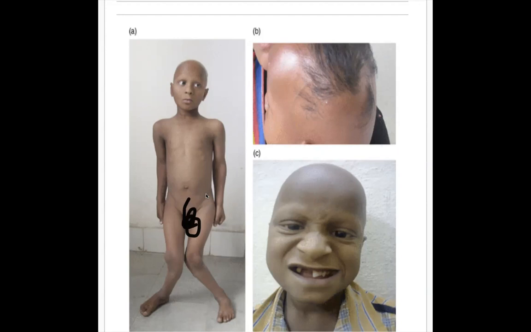For this, the treatment is higher dose of vitamin D, which needs to be given for these children, along with the calcium supplement if there is associated hypocalcemia. Apart from that, can any bisphosphonates help in this child or not? Bisphosphonates.